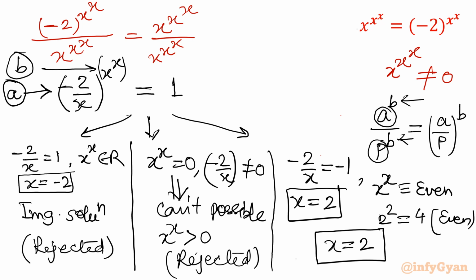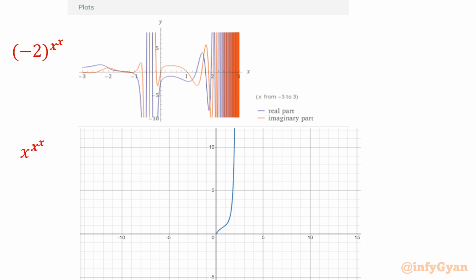You can check by graph also. Because this function is oscillatory, an important point is there are an infinite number of points where you can conclude there are complex roots. See this red color graph, I have taken that from Wolfram Alpha, and the second one is from Desmos. I will explain both the graphs. The first graph is the red color graph. You can see the imaginary part, that complex solution. So the imaginary part is separate, and the real part of the complex number is separate, that is the blue color.